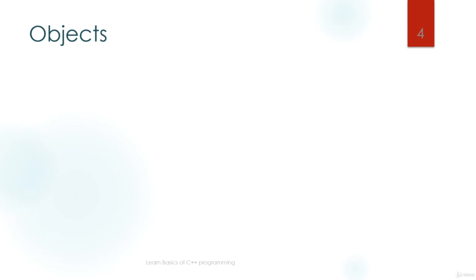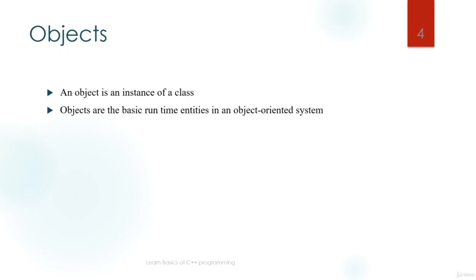Objects. Now, we have created the class. Once it is declared, we need to create a variable of the type. An object is an instance of a class. Objects are the basic runtime entities in an object-oriented system, which have the state and the behavior. All the members of the class are accessed through the objects. Let us see the syntax: class, class name, and the variable name.